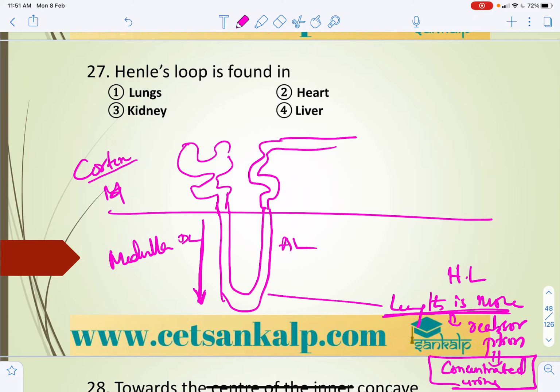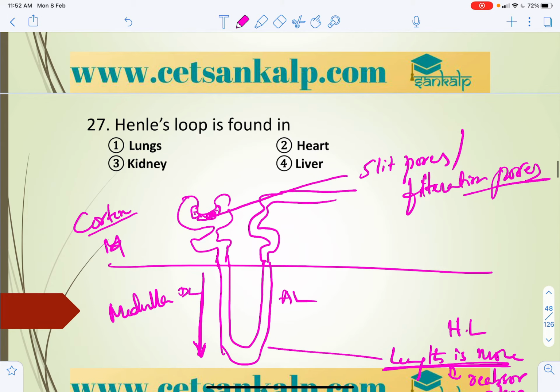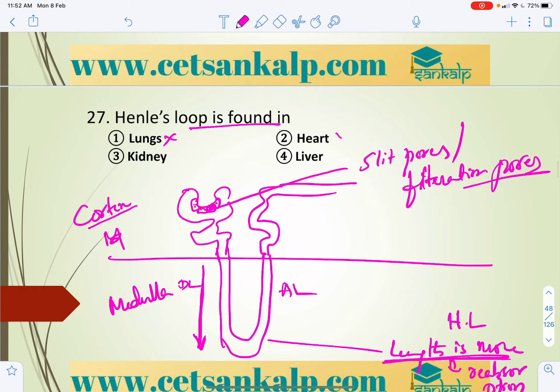Next, here this inner lining is lined by podocytes, and the podocytes have the filtration pores called slit pores, or filtration pores. So this is a thing you have to keep in mind. Next, the endless loop is found not in lungs, not in heart, but in kidney.